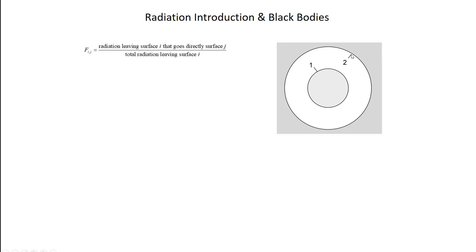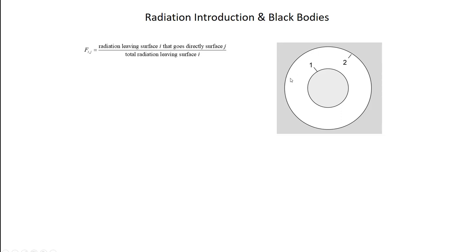F2 to 2 is not equal to 0. So if I come out here on this surface, which is the inner surface of the cylinder, surface 2 can see itself, right? If I'm standing at this point, I can certainly see other parts of surface 2. So F2 to 2 is not 0, and F2 to 1 is not 1, right? It's not true that 100% of the radiation emitted by surface 2 will hit surface 1. Some of the radiation emitted by 2 will hit itself, right?